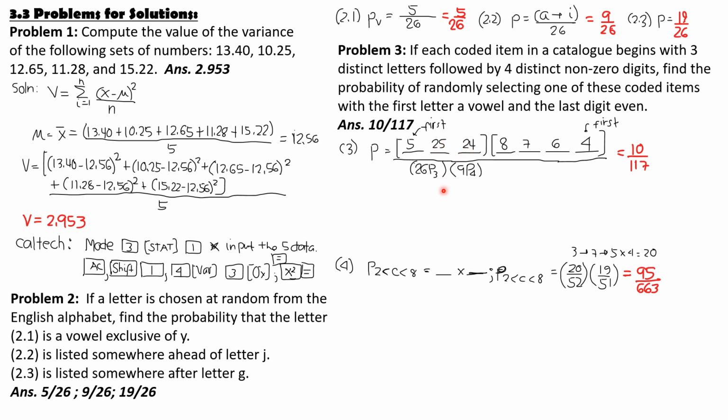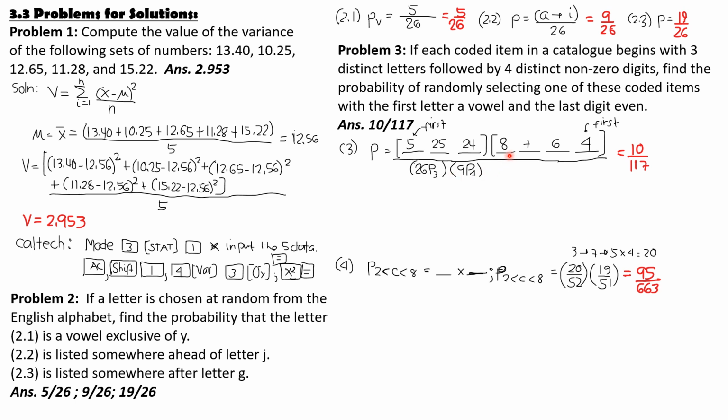Since the total number of outcomes is for the letters, there are 26 letters arranged 3 at a time, and this is permutations because for the first blank 26, then 25, then 24, that's 26P3.